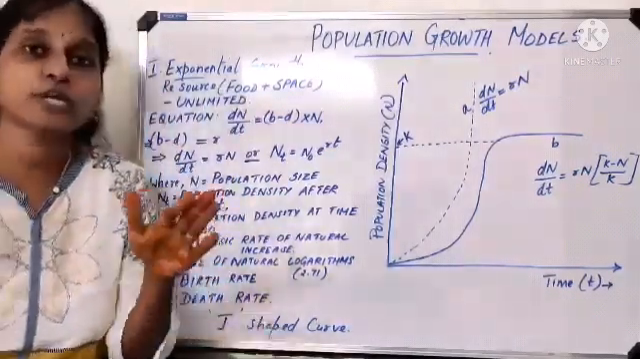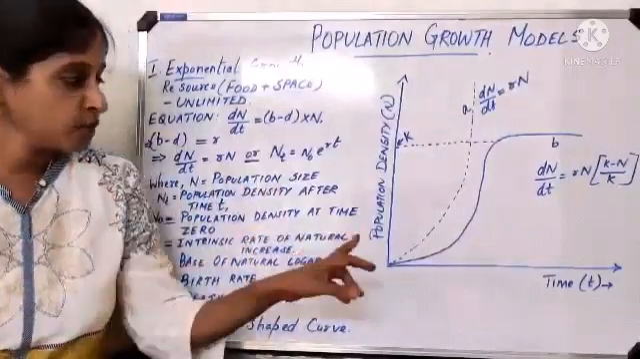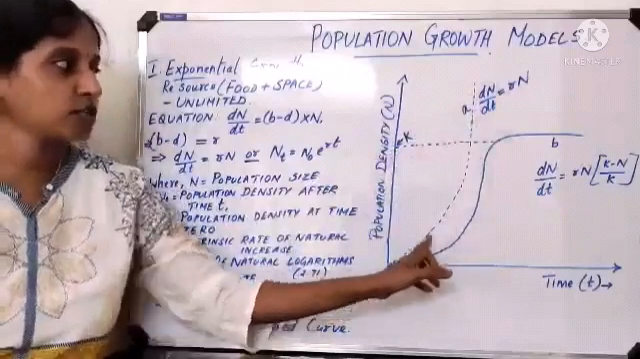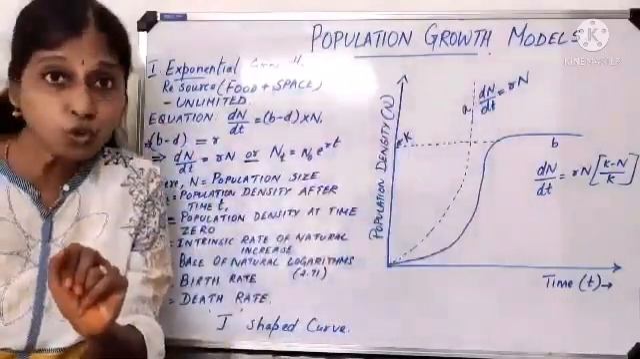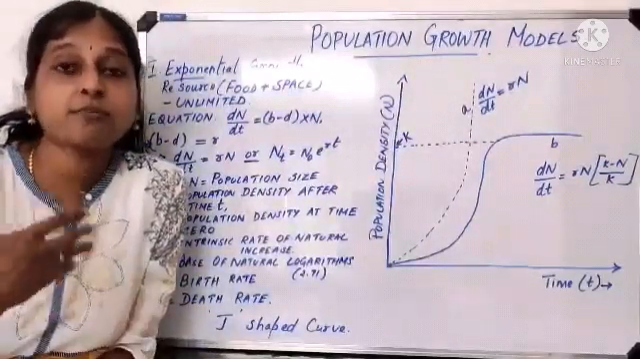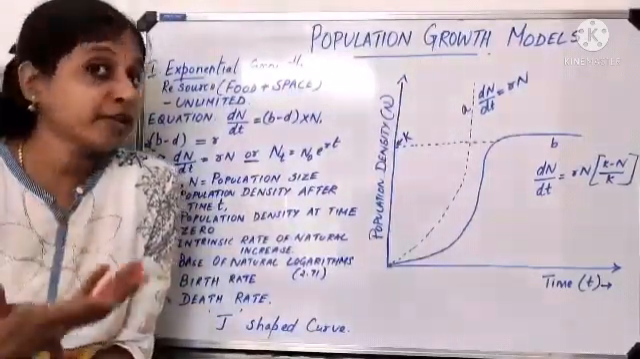What curve are we going to get? You are going to get a J-shaped curve. So the graph will be like this. The dotted line you can find is the exponential growth curve. So when does this exponential growth take place? When does the population grow in an exponential way?